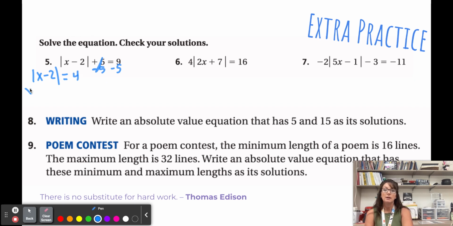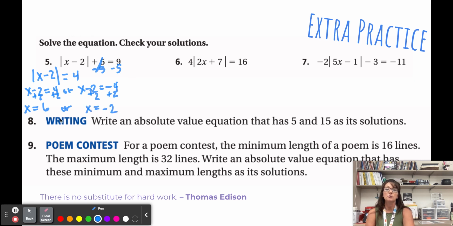We can do x minus 2 is equal to 4, or x minus 2 is equal to negative 4. So we add 2, x is equal to 6, or add 2, x is equal to negative 2. And these are your two solutions, no need to graph them, okay?